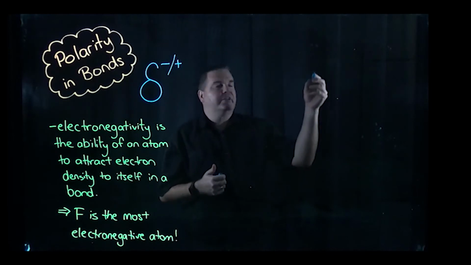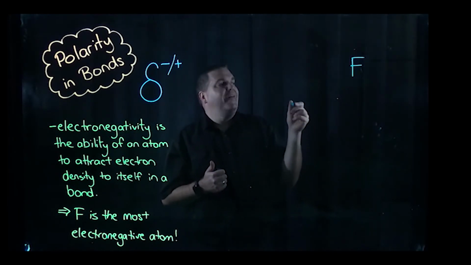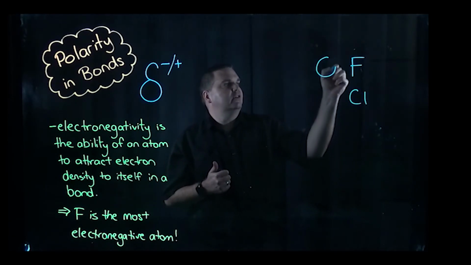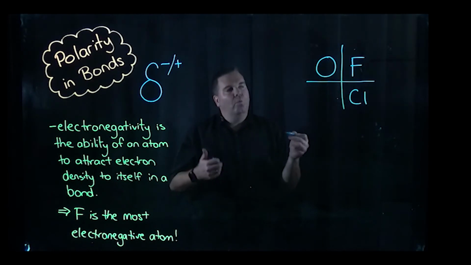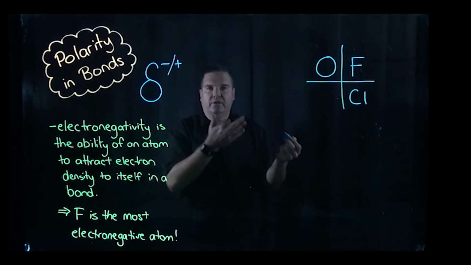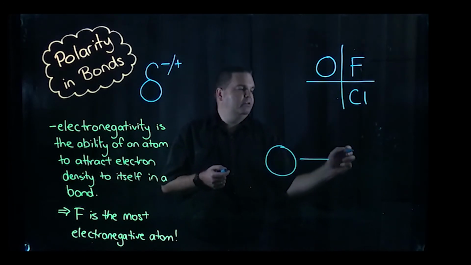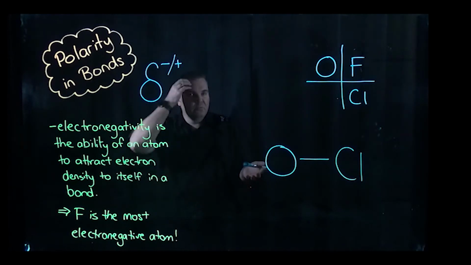So if you look on the periodic table, here's fluorine, the most electronegative element. Then what you've got is chlorine underneath it and oxygen over here. Okay, so here's our periodic table. What would happen if we had a bond between an oxygen and a chlorine? So we've got an oxygen and a bond to a chlorine over here. Okay, well, which one of those will be the more electronegative out of the two?